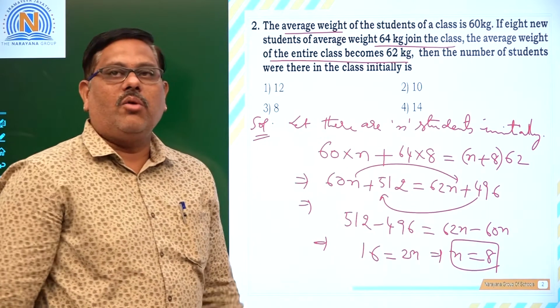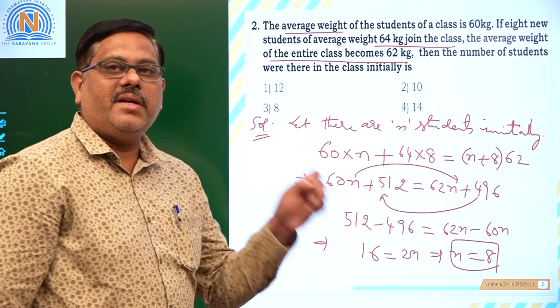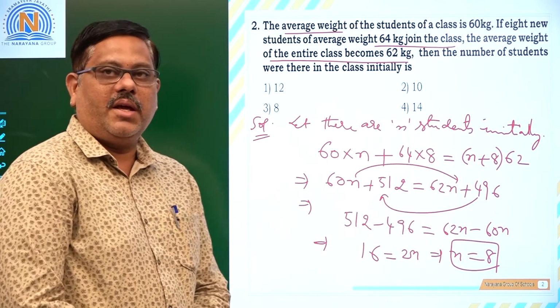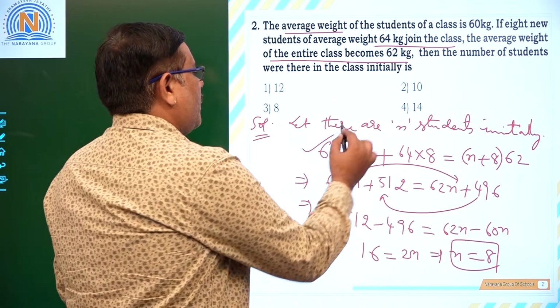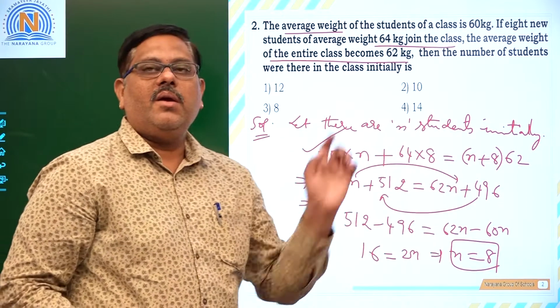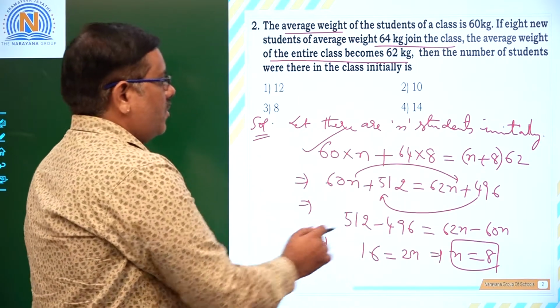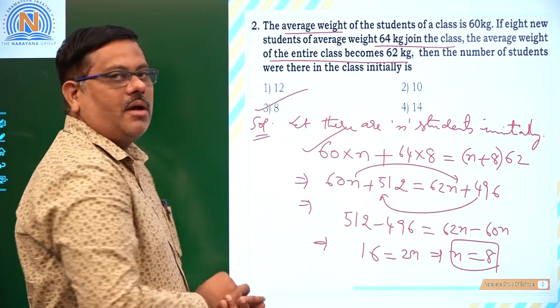So, originally how many students were there in the class? 8 students were there in the class initially. Okay, so this is crucial. Given data, we have to interpret in a proper way. Okay, so n is equal to 8 is nothing but third option for us.